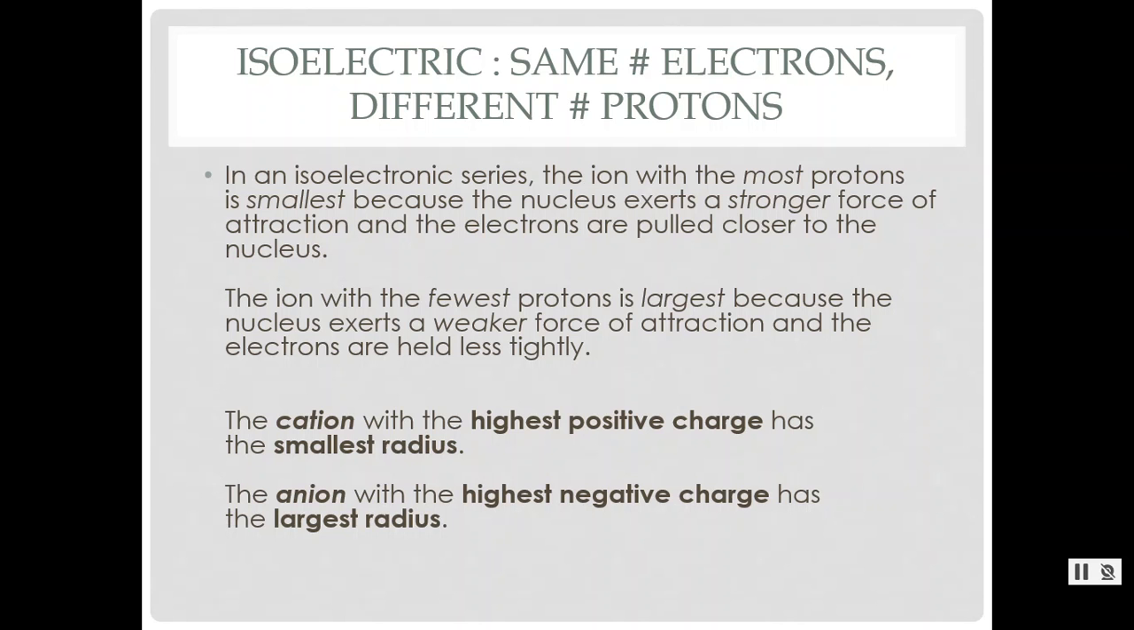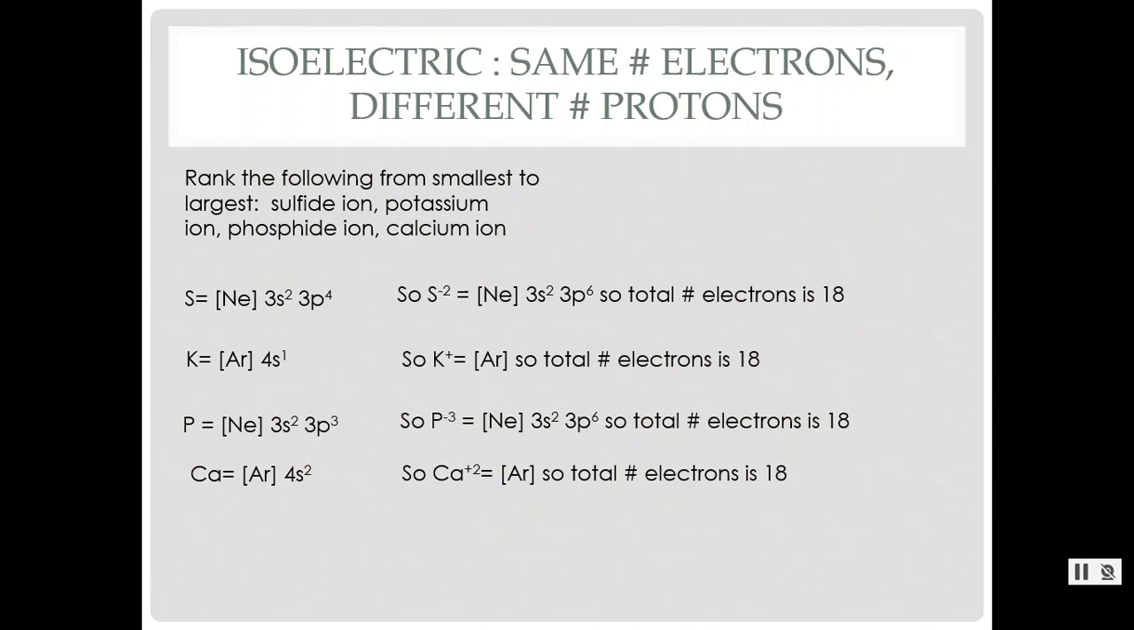Okay, so now that we've determined that, how do we answer the question which one is bigger and which one is smaller? So the rule that is in bold down here is that the cation with the highest positive charge has the smallest radius, while the anion with the highest negative charge has the largest radius. And so remembering that and remembering what our ion charges are, we can easily say that the smallest is going to be calcium. It has the highest positive charge, followed by potassium, and then sulfur with a -2, and then our largest ion, which has the most negative charge, is that phosphide ion, -3.